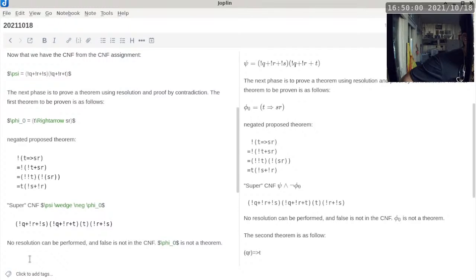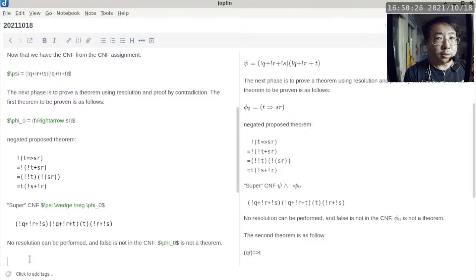Okay, so we got some questions. In general, when asked to prove a theorem, psi does not come from the theorem itself. Psi is representing everything that is known to be true, so that's usually coming from a different source. I thought the left-hand side of the implication was psi.